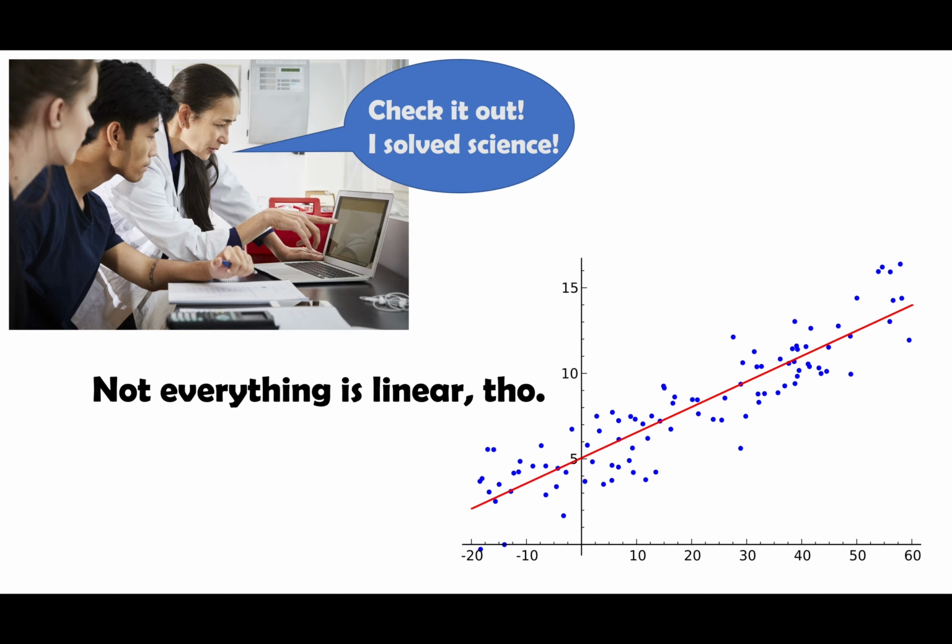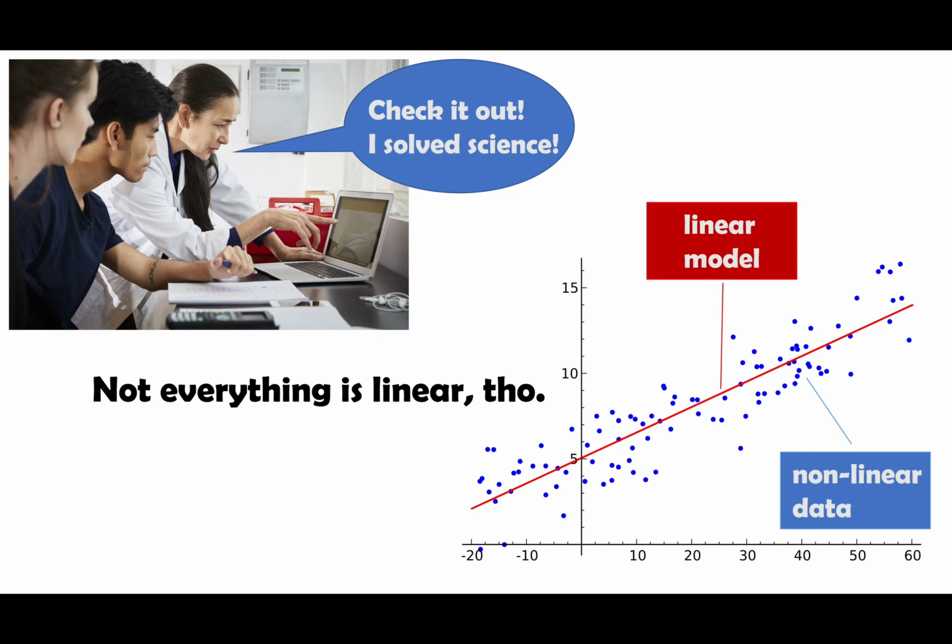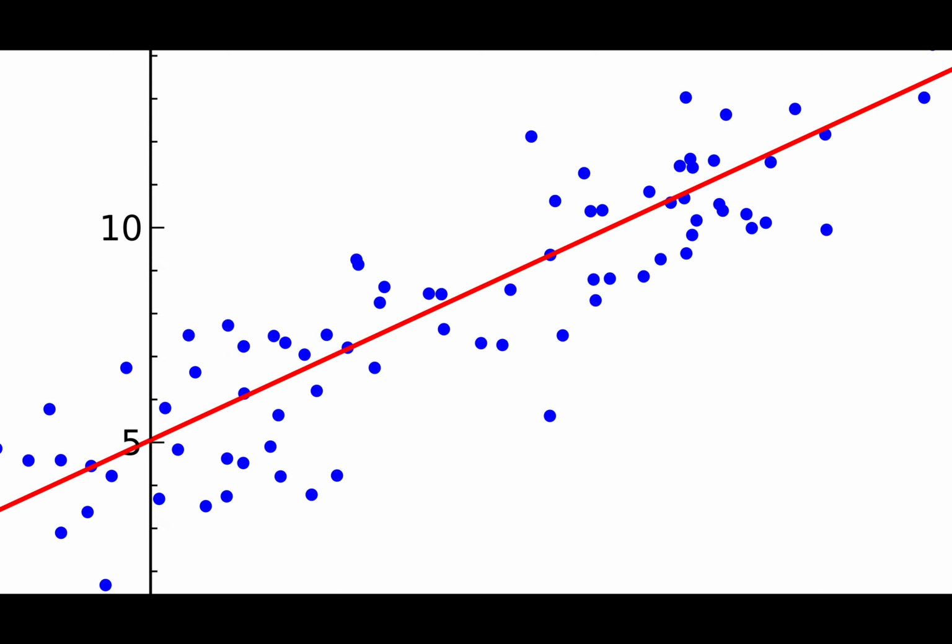Not always, though. Not everything is linear. Here's some data. They're not linear, right? These blue points are not along any given line. So what do? Well, we say, okay, there's a linear model, right? We want to understand nonlinear data, so we sort of pretend it's linear, and we try to use that model to help us out.